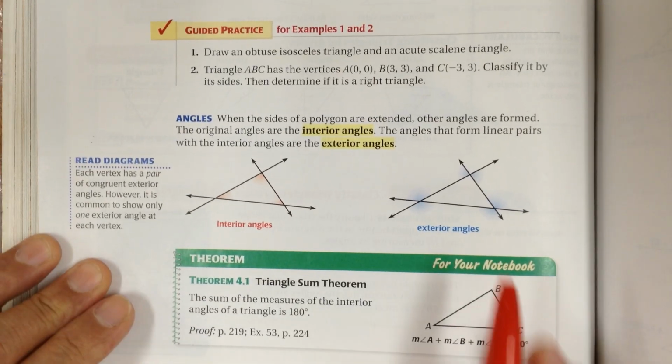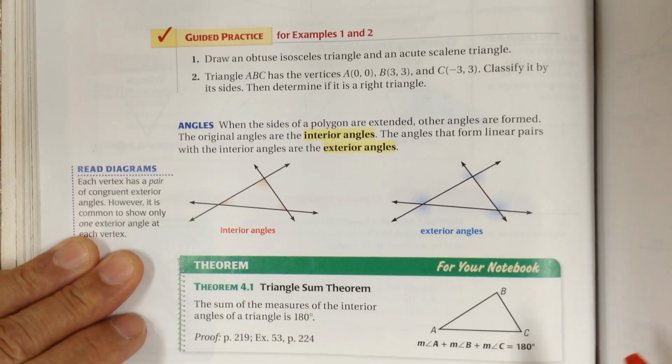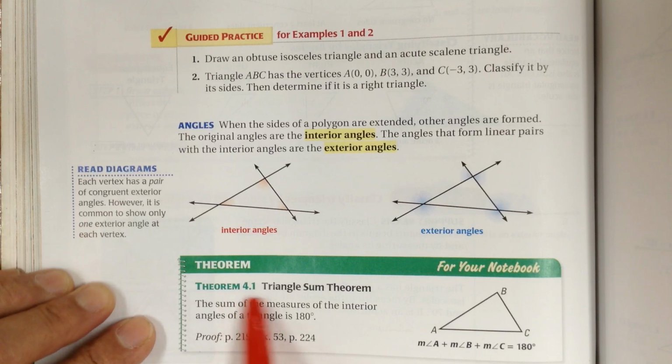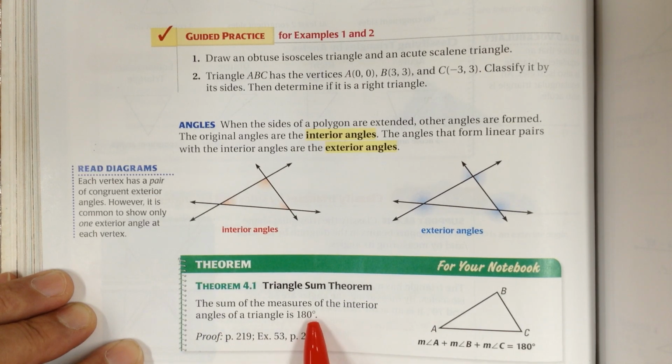Okay, so over here the theorem. Theorem 4.1, triangle sum theorem. The sum of the measures of the interior angles, the angles of a triangle, is 180 degrees.